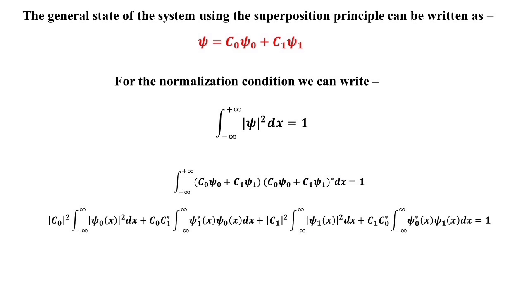Now if I just multiply and separate it, we have mod of C0 square integration from minus infinity to plus infinity mod of psi naught x square dx, plus C0 C1 star integration psi 1 star x psi naught x dx, plus mod of C1 square integration mod of psi 1 x square dx, plus C1 C naught star integration psi naught star psi 1 x dx, is equal to 1. So we have just separated and multiplied the terms, and now we have to use the normalization condition.